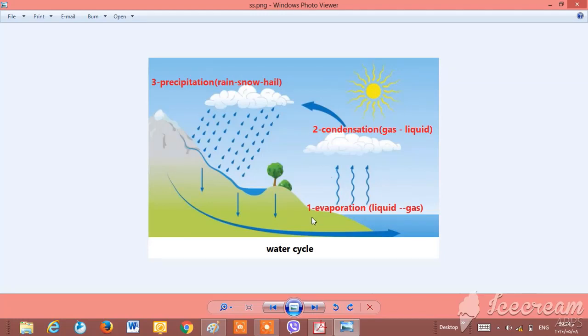The first step is evaporation. The second step is condensation. And the third one is precipitation. Evaporation, condensation, and precipitation. Okay.